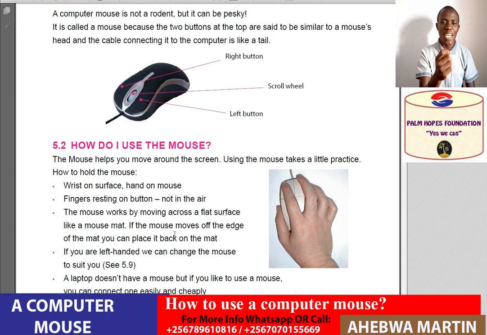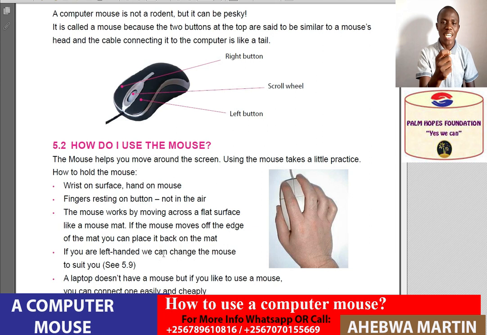The mat they are trying to imply is where the mouse is always placed. For example, we normally go to what we call computer labs, and we find the mouse there. There is something where the mouse is always placed. That is what they are calling the mat.